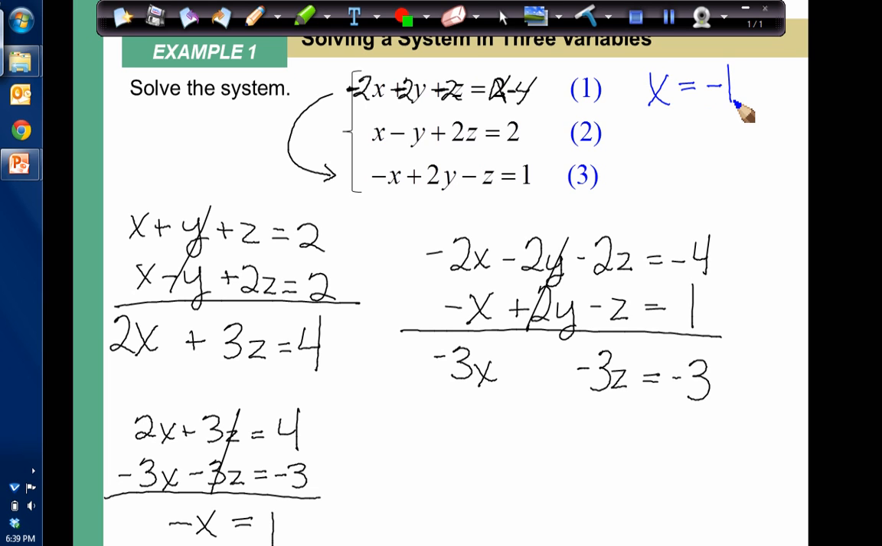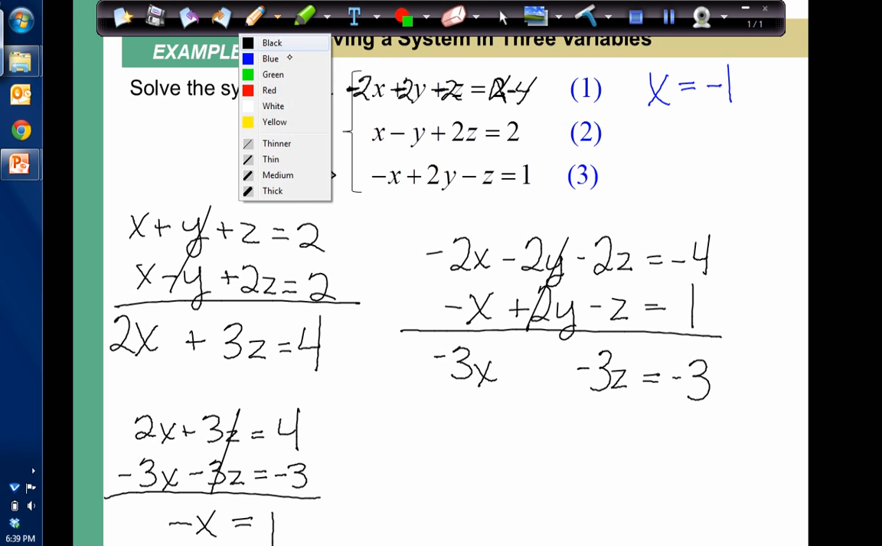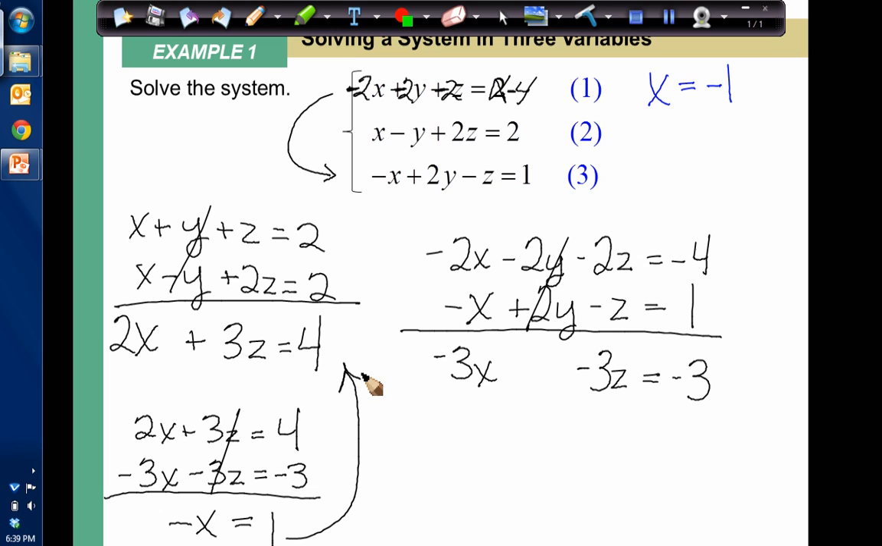Okay, and then you can start working your way back up the ladder. So we figured out that x equals negative 1. I'm going to plug that into this equation. Either one of these two equations would be fine. I'm choosing this one. So 2 times negative 1 plus 3z equals 4. So negative 2 plus 3z is 4.